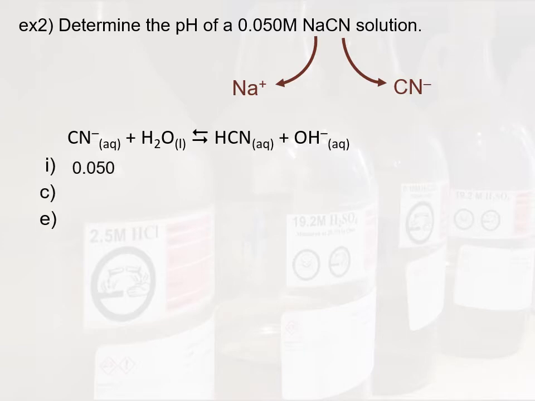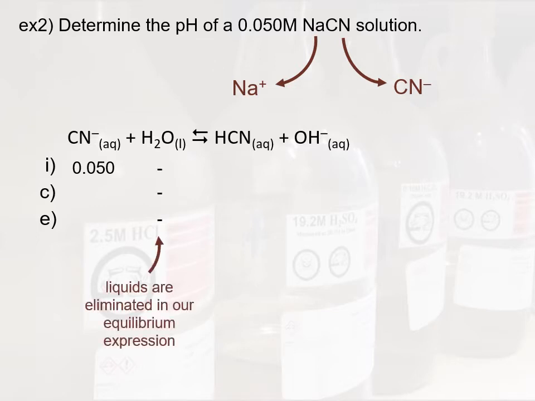CN minus concentration is 0.050 molar. That's because that's what the concentration of NaCN was, and one NaCN makes one CN minus. So 0.050 molar NaCN makes 0.050 molar CN minus. Water, well, it's a liquid, so liquids are eliminated in the equilibrium expression. We're not concerned about it. Make sure that you include that note in your notes.